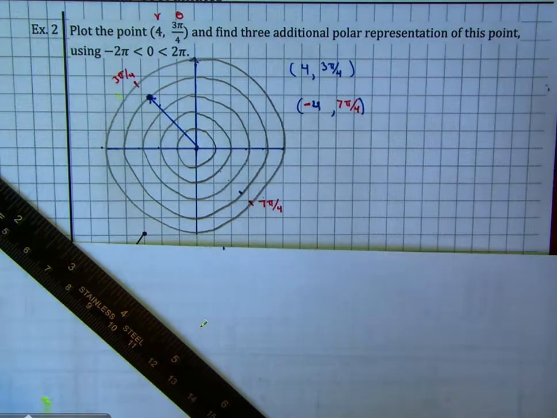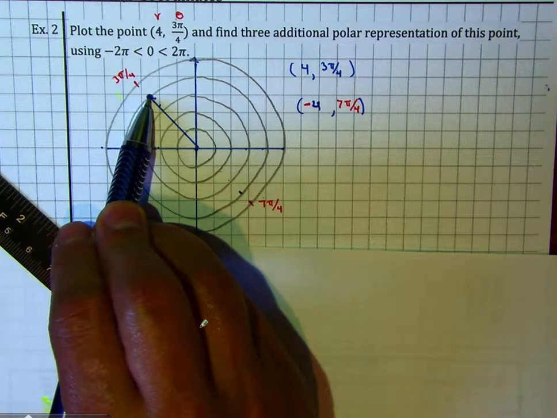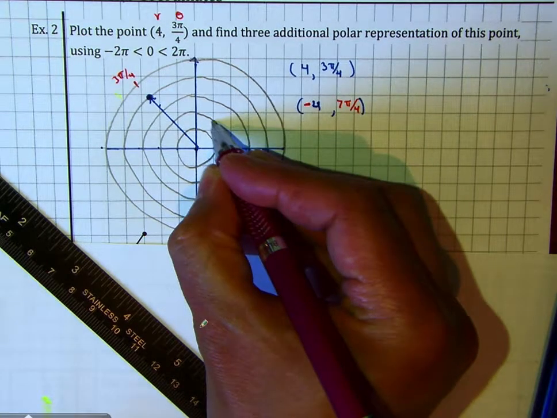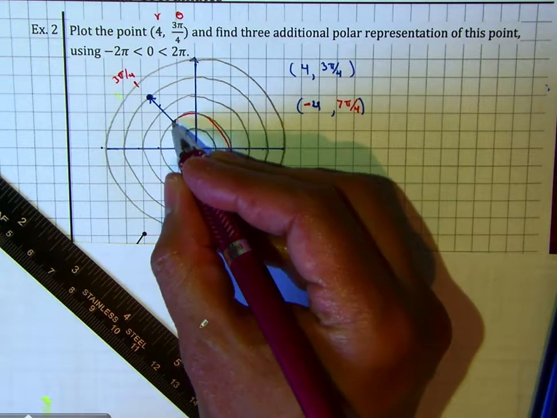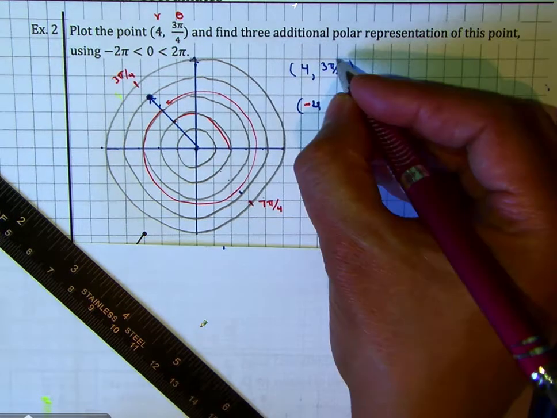So what will be another representation of this same point? Correct. Instead of just going 3 pi over 4, I can go all the way around again. So I can add plus 2 pi.